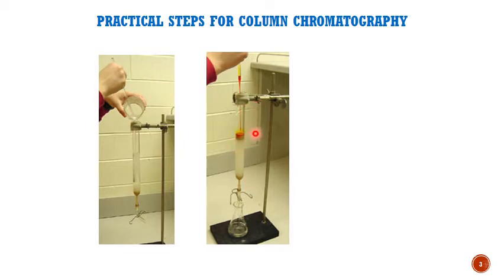The dye which has more affinity or is more soluble in the mobile phase will move faster down the column and will be collected first. The dye which has greater affinity to the stationary phase and less affinity to the mobile phase will be retained on the column and will move very slowly and can be collected later. Okay?